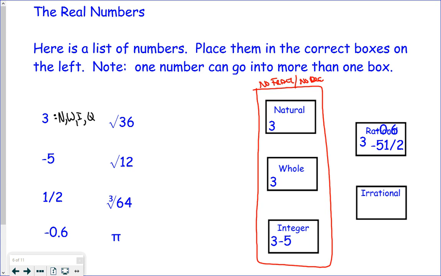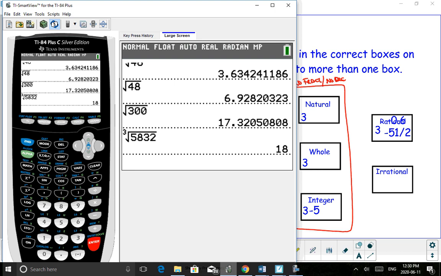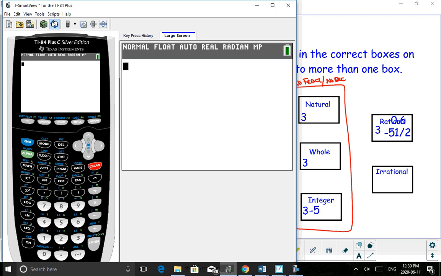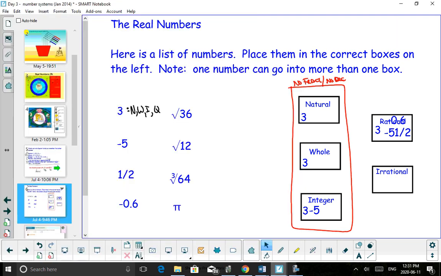Okay, so now how do we deal with the next ones? Square root 36. On your calculator, where the square root button is, if you find the number 7, go diagonally to the left. In blue, you'll see the square root sign. To activate anything in blue, we hit second. So you go second, then hit the x squared key, and then 36. Notice we get the number 6. So 6 is a counting number. It's a whole number. It's an integer. And because it's an integer, it's automatically rational.